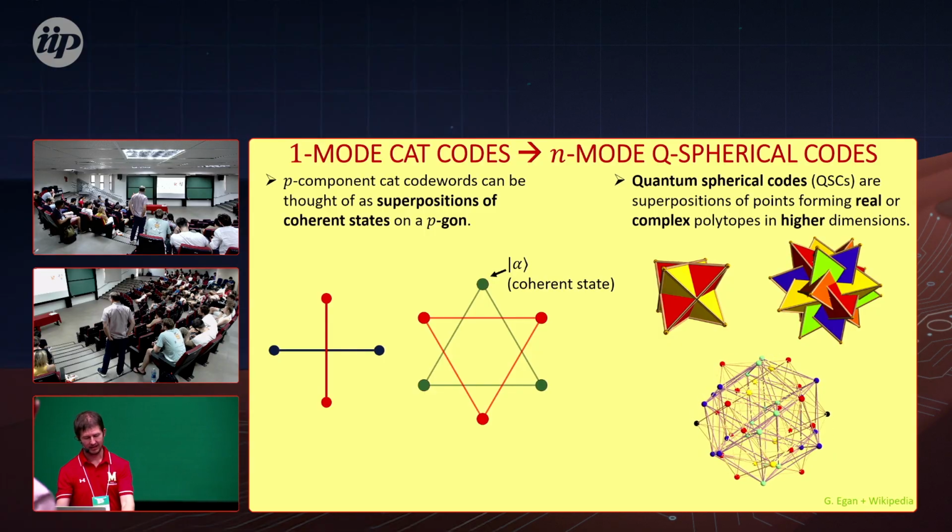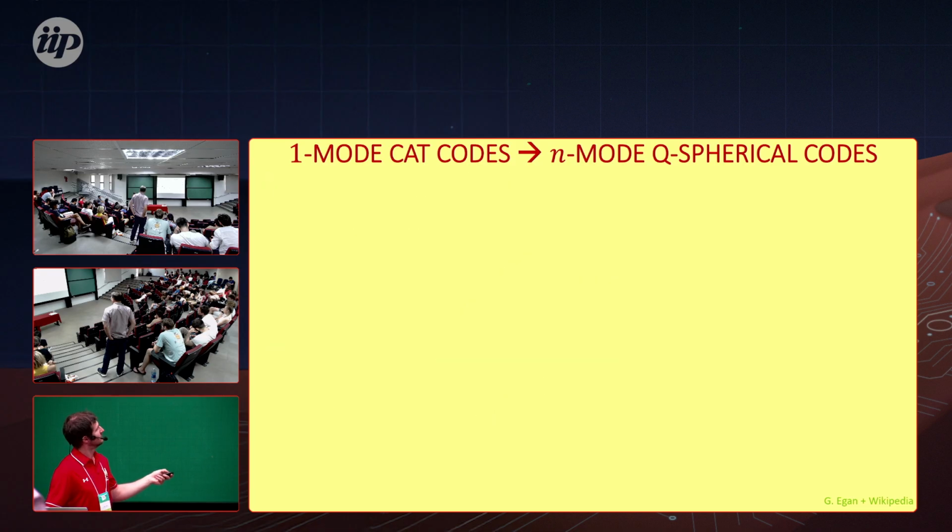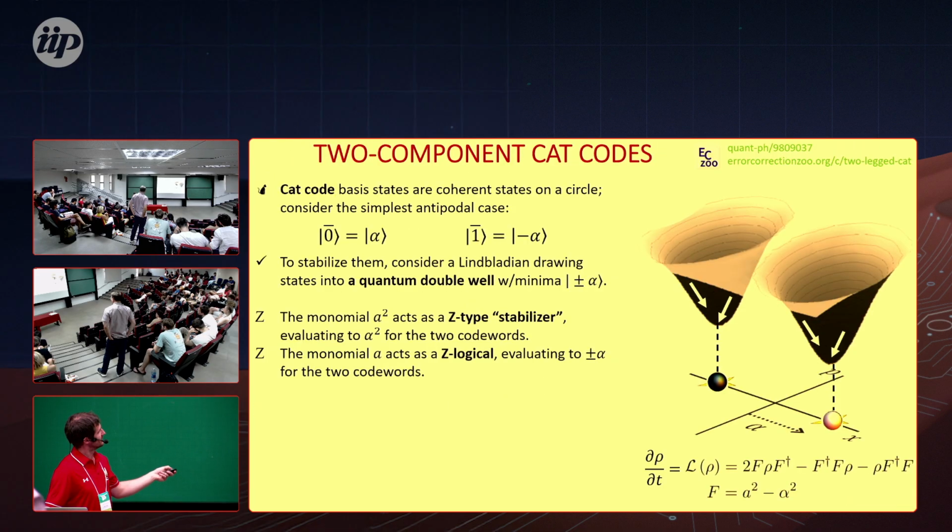And then Z-type gates can be implemented dissipatively, and they consist of these leading order uncorrectable errors. If you can somehow implement these monomials, there are ways to do that, and they will give you Z-type gates.